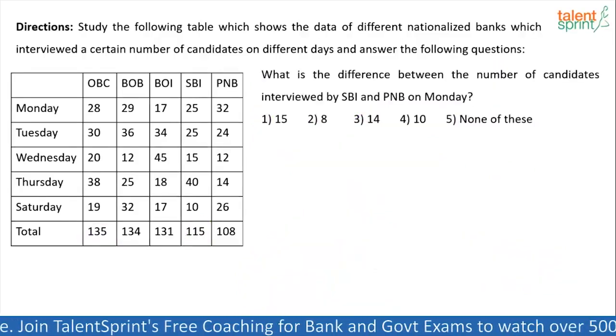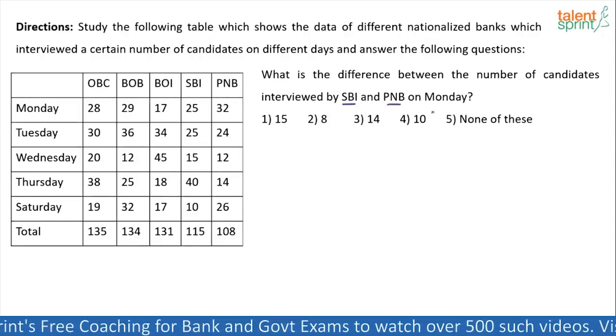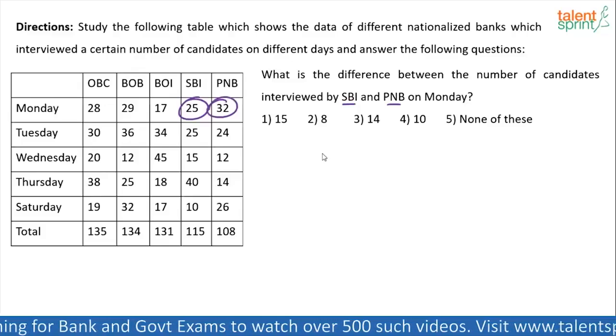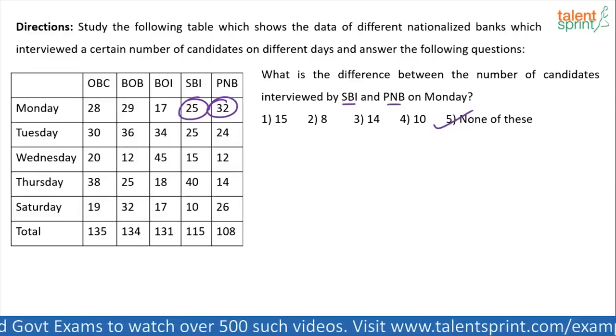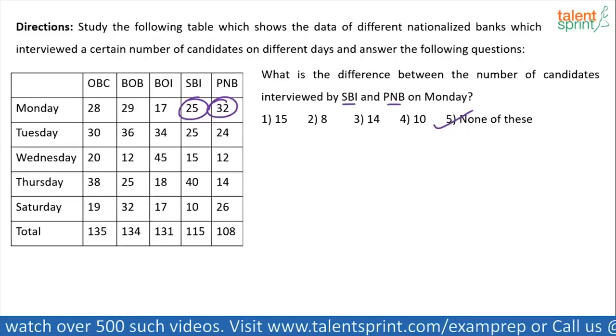Next question. What is the difference between the number of candidates interviewed by SBI and PNB on Monday? Now this is a sitter. SBI and PNB, what's the difference? 7 is the difference. Option 5, none of this. Right? Number of candidates interviewed by SBI and PNB on Monday: 25 and 32, the difference is 7.